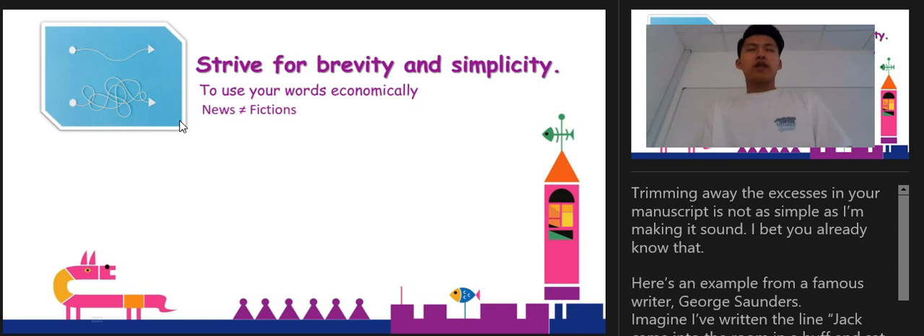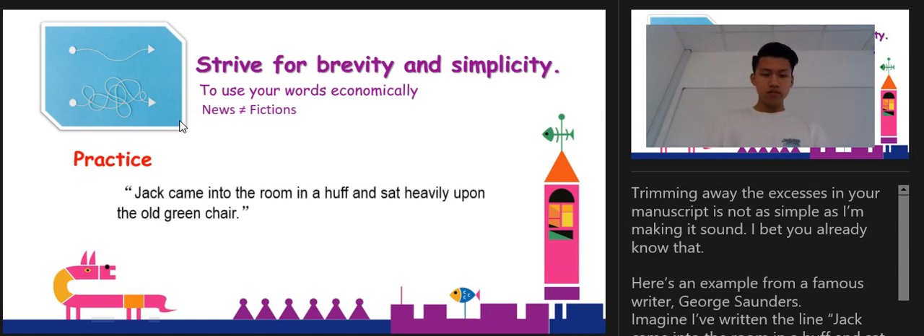Next, strive for brevity and simplicity. Trimming away the excess is not as simple as I'm making it sound. I bet you already know that. Here is an example from a famous writer, George Saunders. Imagine I have written the line, Jack came into the room in a huff and sat heavily upon the old green chair. What are we trying to say with this line?